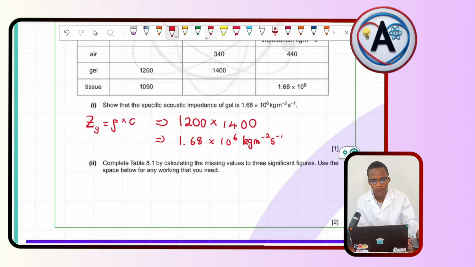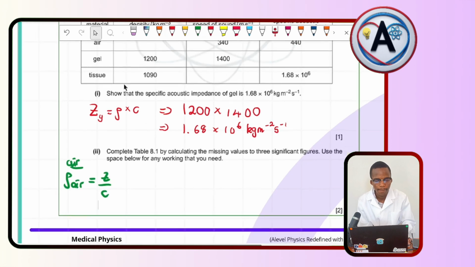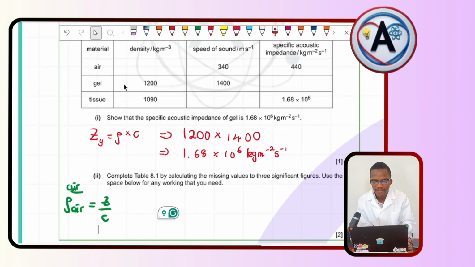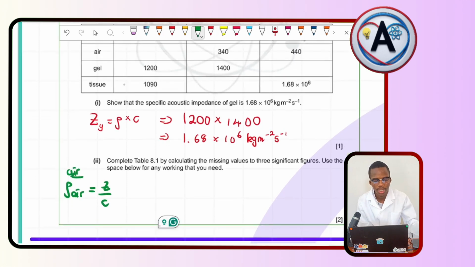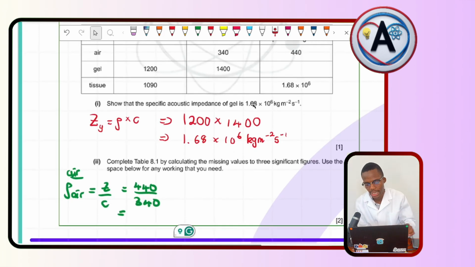For air, the density is going to be equal to Z divided by C, which is equal to 440 divided by 340. That gives us that, and then we're going to evaluate the answer at the end.